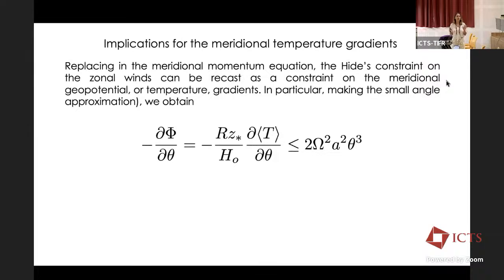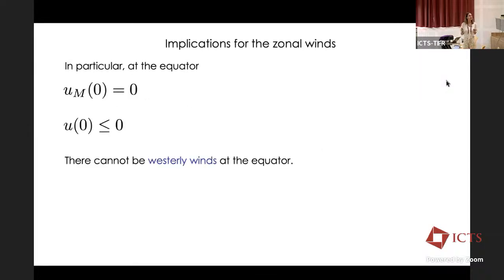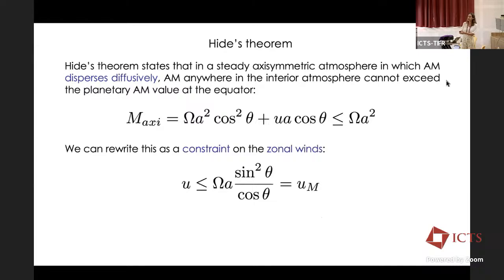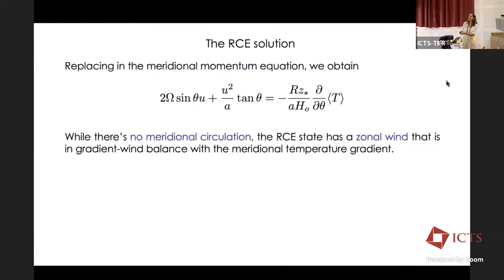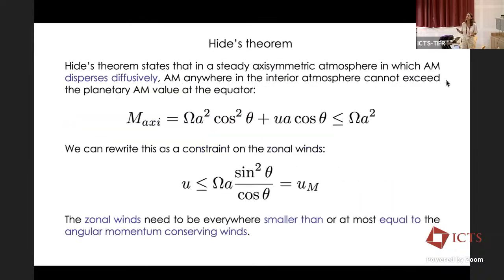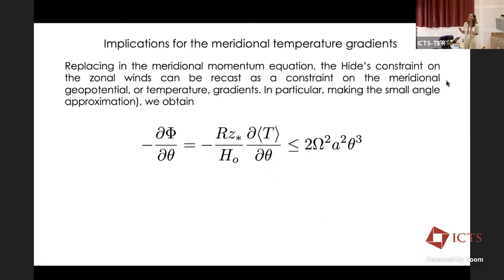Okay, so I hope that you are seeing where we're going. We are trying to understand why the RCE state is not a plausible state. We obtain a constraint on the attainable zonal winds, and because gradient wind balance establishes a relationship between the zonal winds and the meridional temperature gradients, we can recast this condition on the zonal winds as a condition on the meridional temperature gradients, so as to satisfy this angular momentum budget constraint, Hide's theorem.